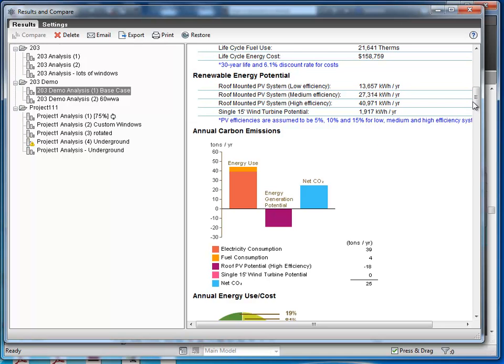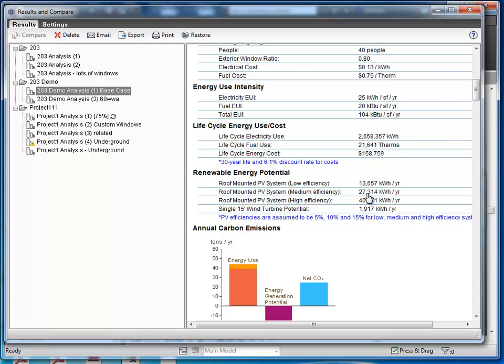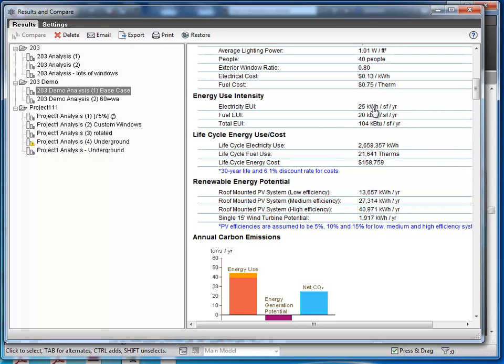So here it's saying that, again, let's look at these numbers. With a high efficiency roof mounted PV system, and it knows how big your roof is because you have modeled that, you can produce this number of kilowatt hours per year. Okay, so is that enough electricity? Well, I don't know, because none of these numbers are given in the correct units to compare. So let's do just a quick calculation.